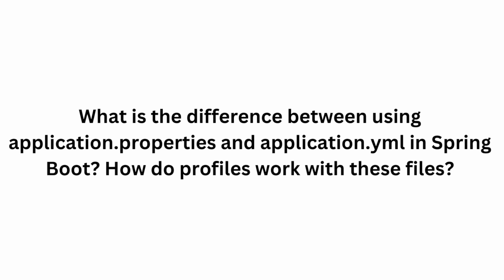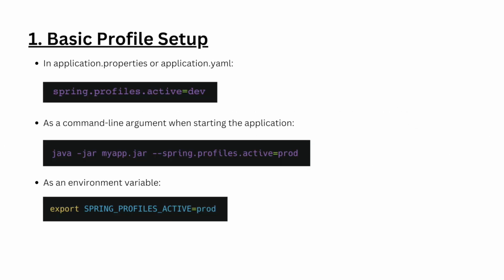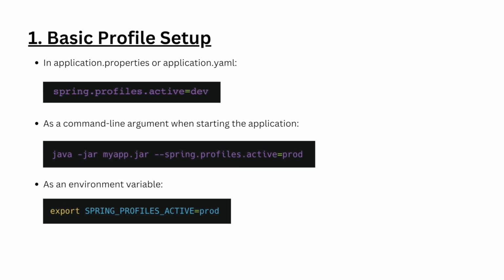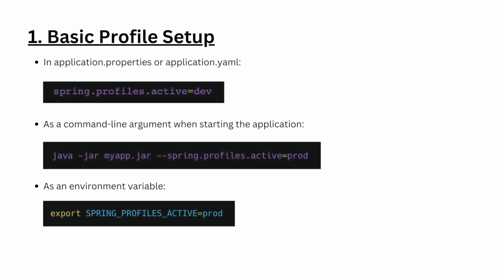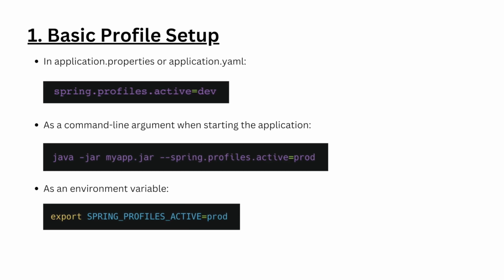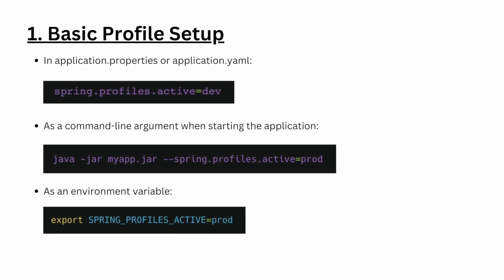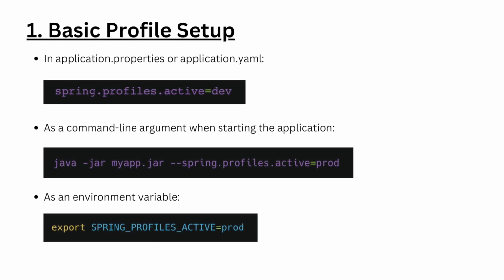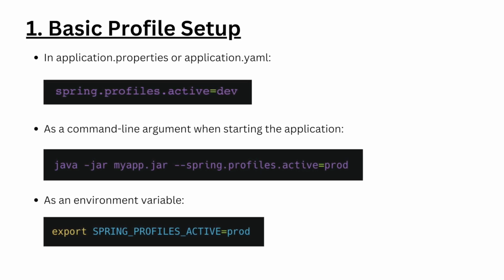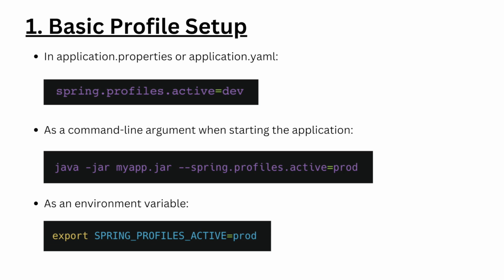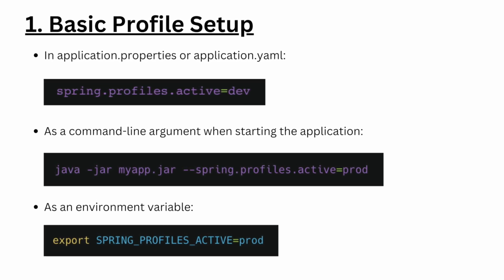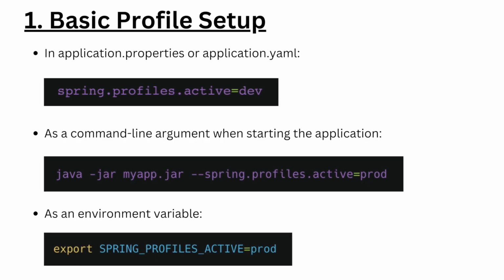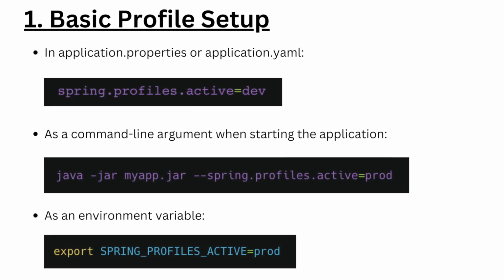Now the second question, how do profiles work with these files? Here we are talking about Spring profiles. Spring profiles allow us to define environment specific configuration, enabling our application to run with different environments like dev, test, prod, depending on the active profile. So we have two options, properties or YAML. But when you define a property in both of these, which is your spring.profiles.active, you have to give it the environment name. So it could be dev, it could be test, it could be prod.